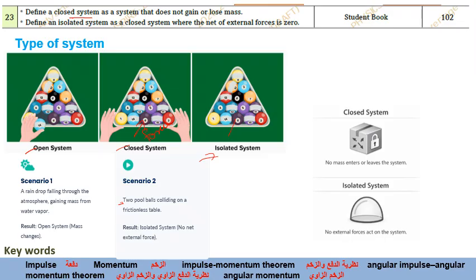Okay, look at a closed system over here. Two pool balls colliding on a frictionless table. Frictionless table, nothing is there. It's an isolated system. No external force and no masses are involved. Okay, over here this is a container where the lid is completely covering the food, so no mass can be given out or no force can be given in. So this is an isolated system.